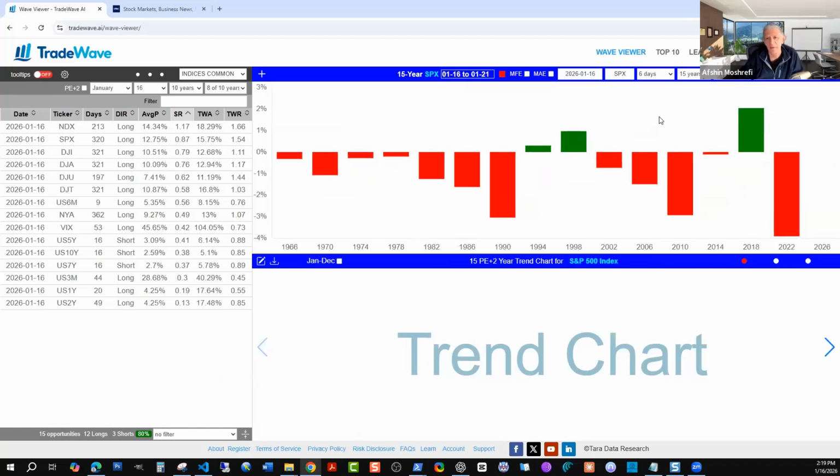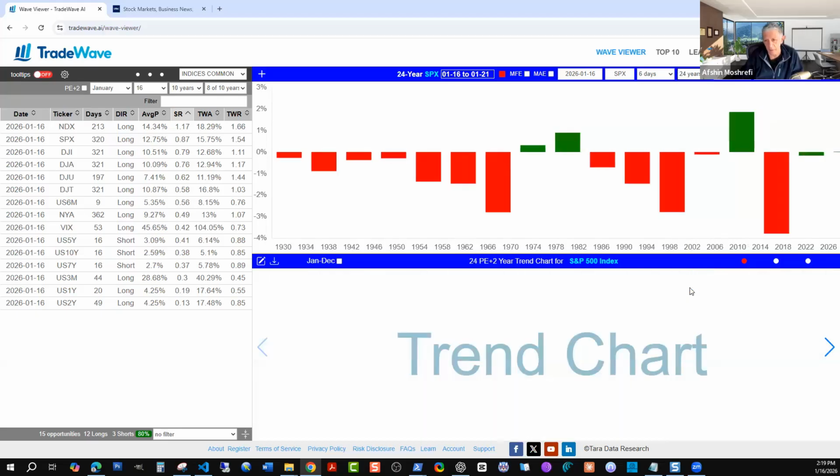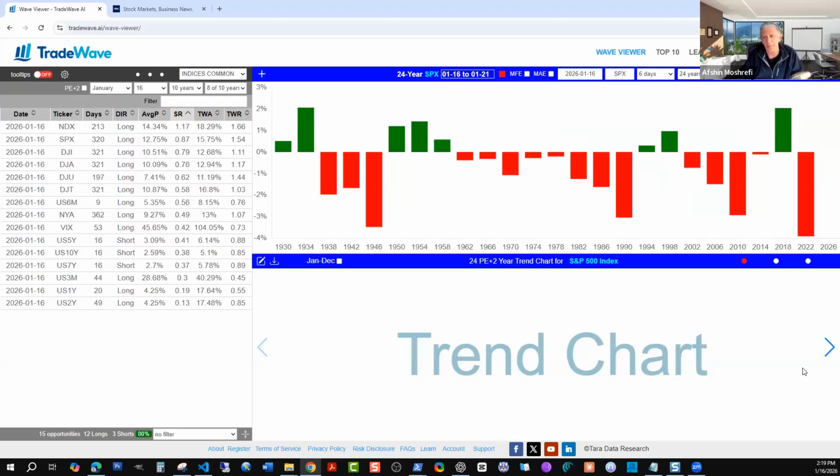Type SPX. We are selecting in PE+2 midterm election years, but on SPX we have 98 years of data. That's 24 midterm election years.